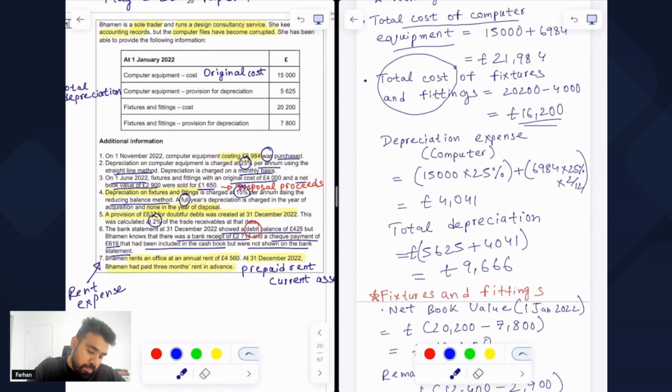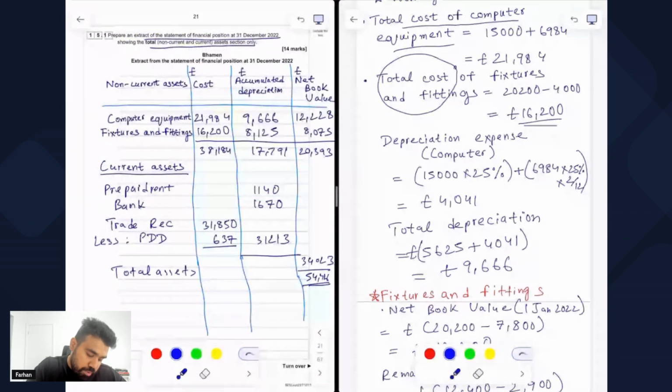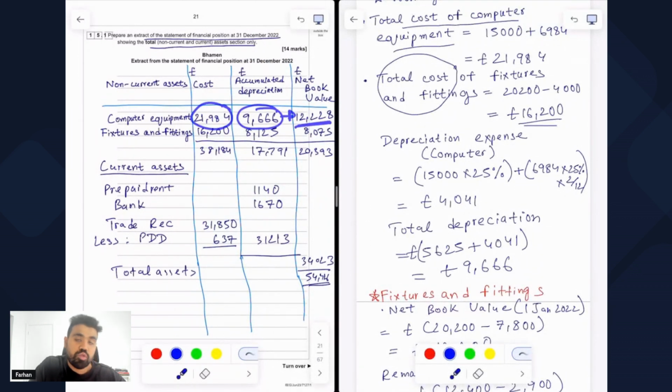So let's look into the balance sheet. You will see that the computer equipment has an original cost of £21,984, and the accumulated depreciation is £9,666, which simply came from the calculation of the total depreciation on this side. And once we subtract the accumulated depreciation from the original cost, you can calculate the net book value for computer, which is £12,228 at 31 December 2022.